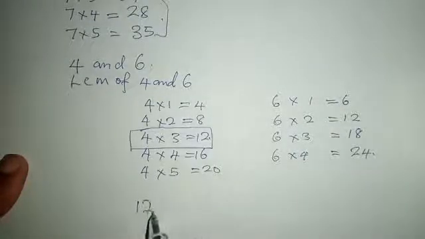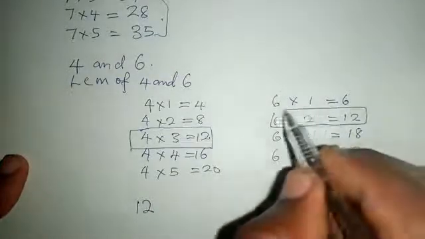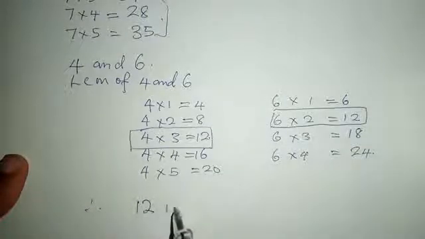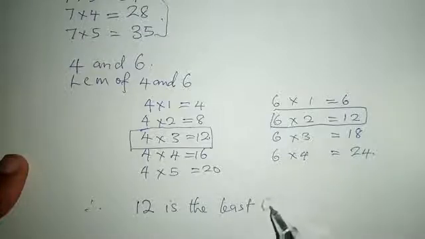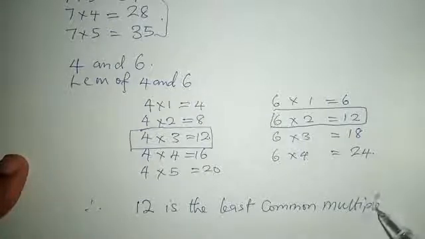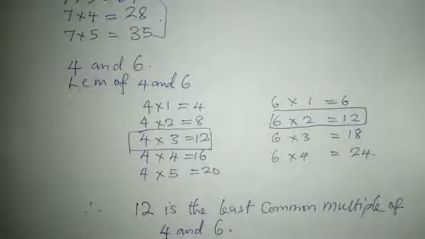That means 12 is here, and there is another 12 here. Therefore, 12 is the least common multiple of 4 and 6. This is another way to do that. It may be that it takes time, but I bet you this is the best thing to do.